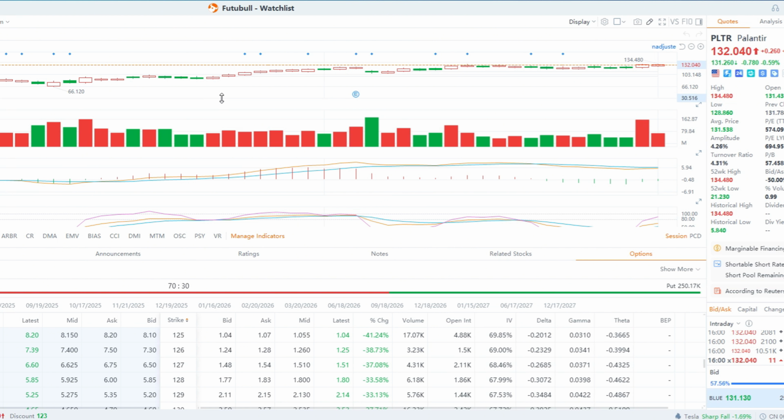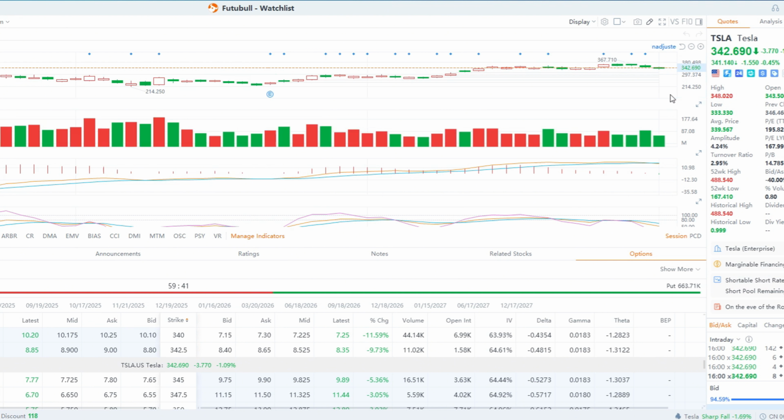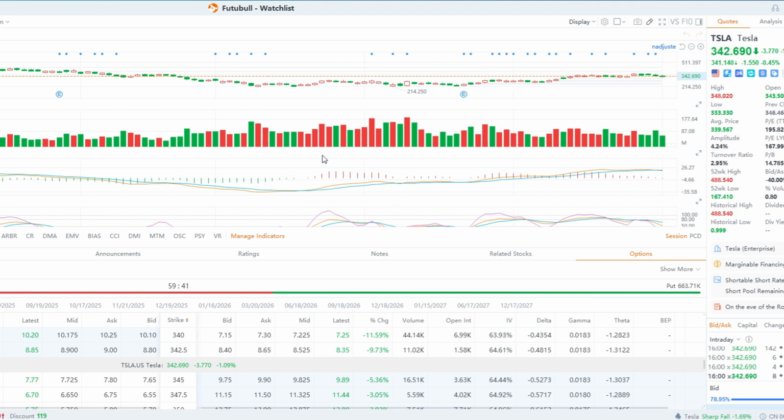Let's look at another example. A few more examples will help. Let's use Tesla as our example. Looking at Tesla here, we think it might first rebound to 350, then drop to 300. So after the bounce, we expect it to fall back to $300. Within a month, we expect Tesla to drop to $300.